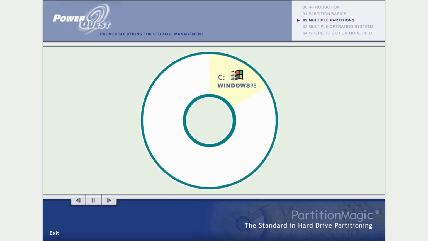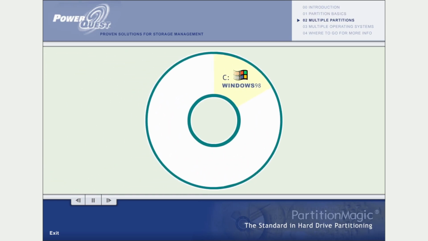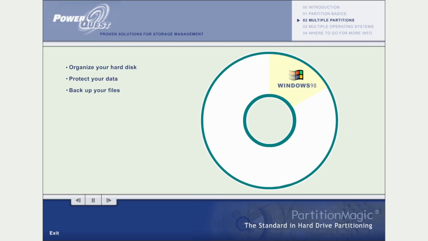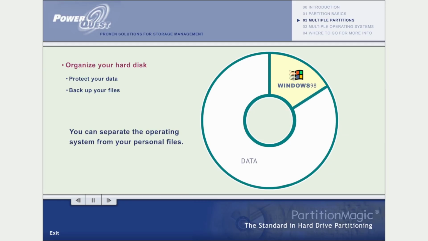Sometimes a C drive just isn't enough. Having multiple partitions allows you to organize your hard disk space, protect your data, and easily back up your files. It's helpful to organize your hard disk by placing different types of files and folders into separate partitions. The operating system assigns a drive letter to each visible partition.